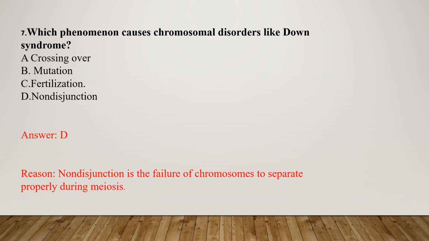Which phenomenon causes chromosomal disorders like Down syndrome? Crossing over, mutation, fertilization, or non-disjunction. The answer is D. Non-disjunction is the failure of chromosomes to separate properly during meiosis. We know that the formation of sex cells, sperm and egg, takes place by the process of meiosis. In this, chromosomes get separated, and if they fail to separate properly, this condition occurs, that is Down syndrome.